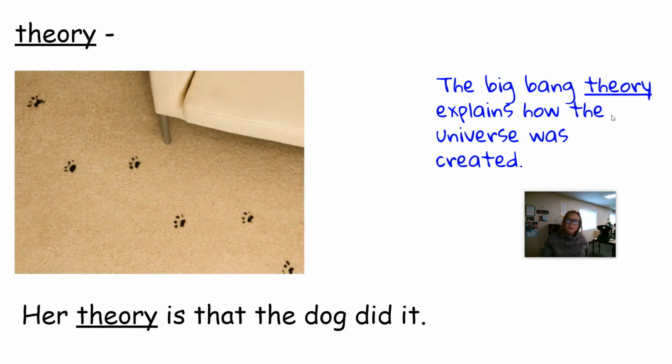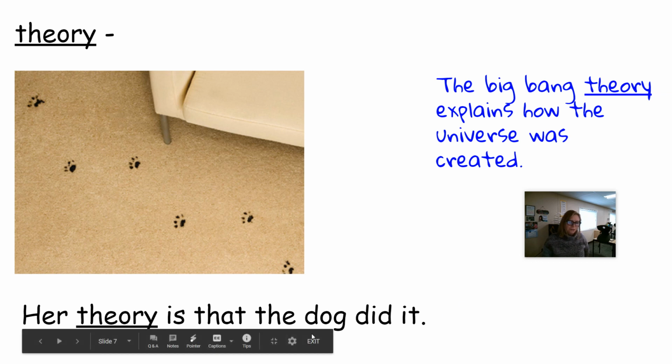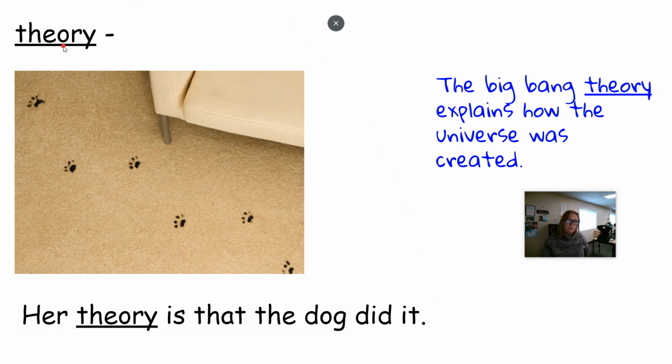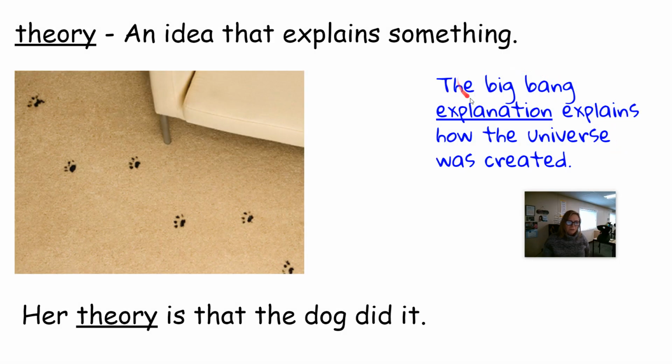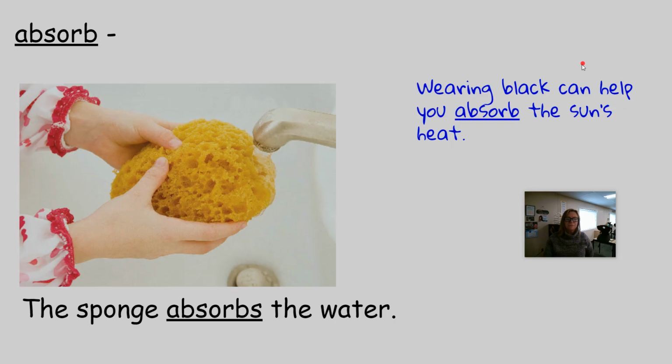Theory: the Big Bang Theory explains how the universe was created, or her theory is that the dog did it. So what do you think theory probably means? A theory is an idea that explains something. It usually takes into account some type of evidence or ideas. It's similar to assume, but not quite. You usually have some facts to back up your theory. There's a reason for it.